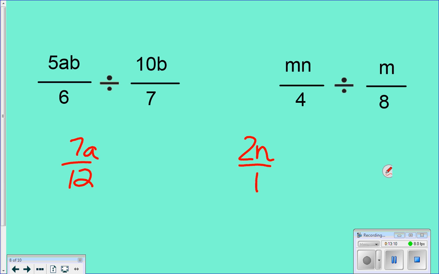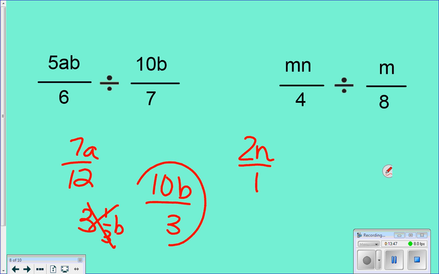Let's say you come up with an answer that looks like this. Let's say you come up with like 10b over 6, or 10b over 3. Do not change this into a mixed number. You have to leave it like this. Because we don't know what this is, so this is the simplest form it could possibly be in. So you don't need to change them to mixed numbers. There might be one like that in the test. I can't remember. But you don't want to change it to a mixed number. Don't change it to like 3 and 1/3 b. Just leave it like this.